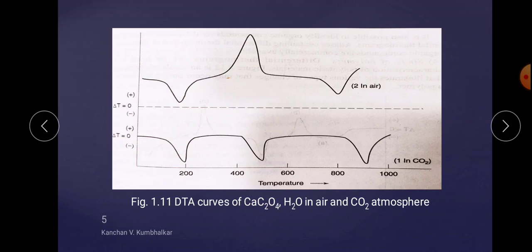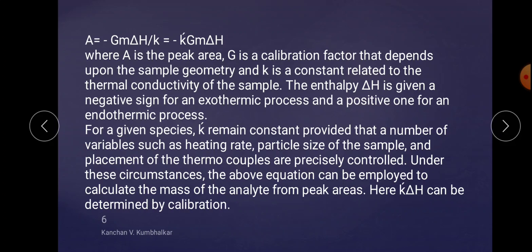Now next, what is the equation and what does it indicate? The previous equation is A = -G m delta H / K, where A is the peak area, G is a calibration factor that depends upon the sample geometry, and K is a constant related to the thermal conductivity of the sample.